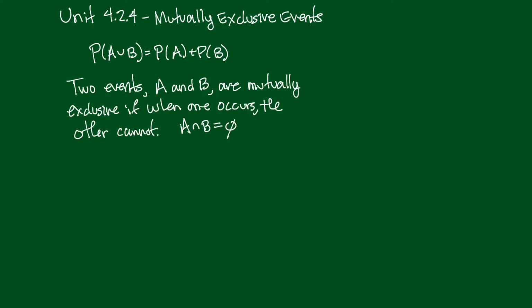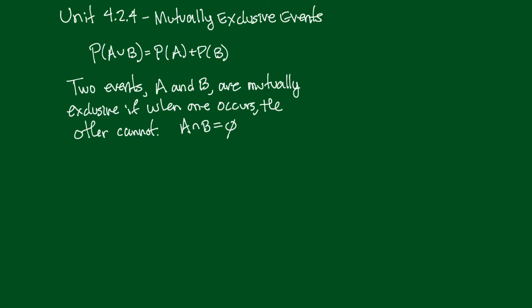We're going to take a look at another addition rule, and this one is this rule here. The probability of A or B occurring is simply the probability of A plus the probability of B. Now, we're not going to do this. In the last section, we subtracted off the probability of A and B, and that was the general probability rule. Now, we are going to omit this because we are going to assume that the events A and B are mutually exclusive. Here's what we mean.